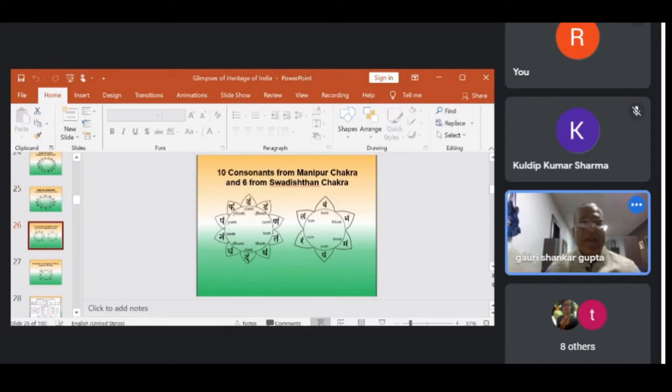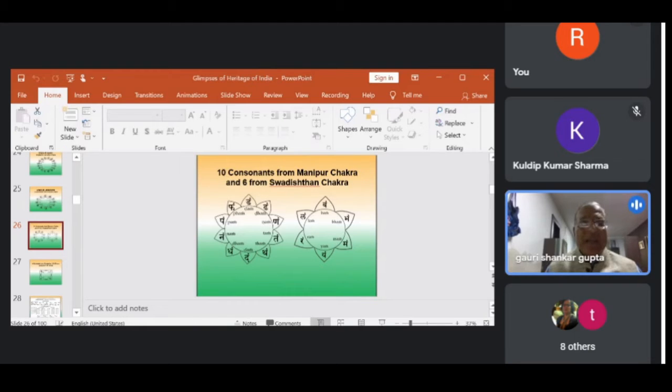Then we come to 10 consonants coming from Manipur chakra. Manipur is in the navel area, just behind the navel. And Swadhisthana is below that, just above our sense of procreation. So this is going from Visuddha down to Anahat, then down to Manipur, then Swadhisthana, and then it will go to Muladhara. So the chakras are going downwards. And this is how the 10 consonants originate from Manipur chakra.